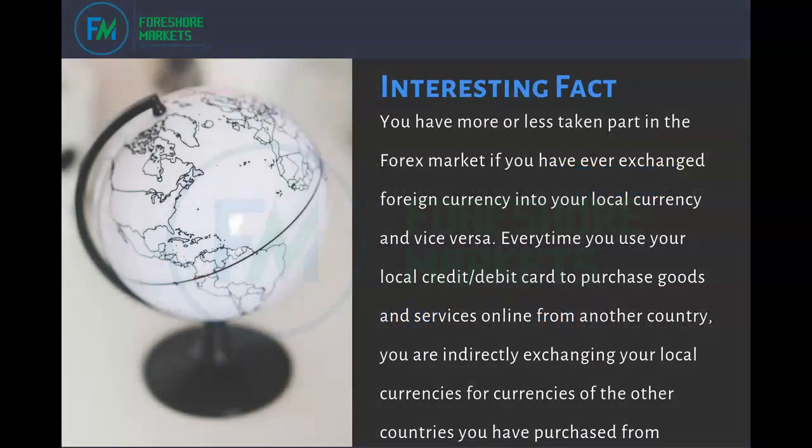Now, here's an interesting fact. To some people Forex sounds like gambling, to some it sounds like a Ponzi scheme, but most people do not realize that they do Forex on a daily basis, out of the need to travel abroad, to pay school fees abroad, or to buy equipment, clothes or shoes in a country outside of theirs. Simply put, you have taken part in the Forex market if you have exchanged currency from your local currency, and vice versa.